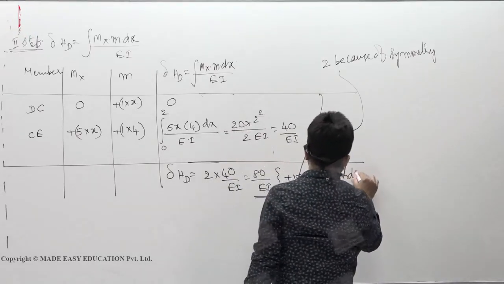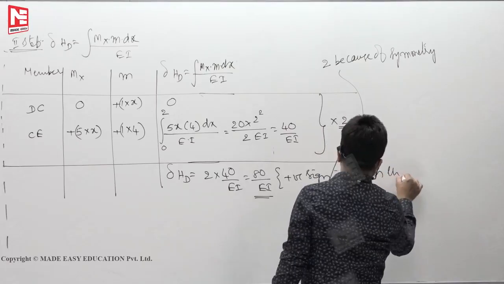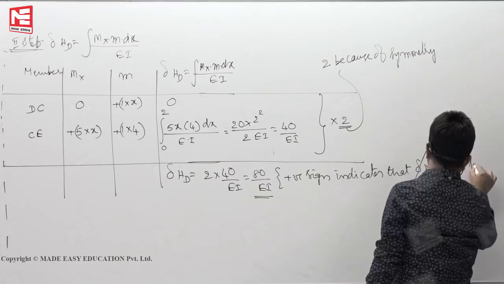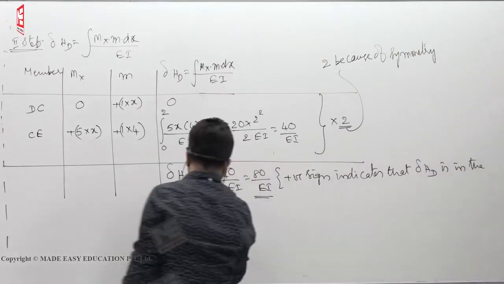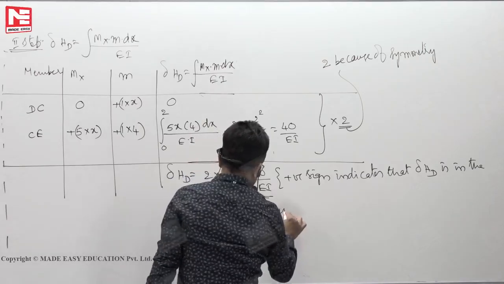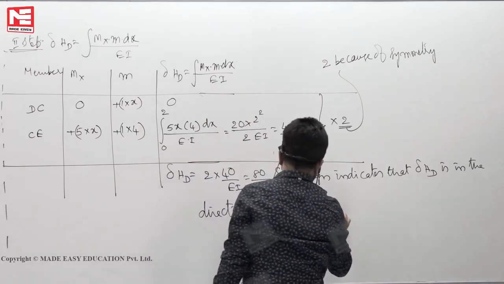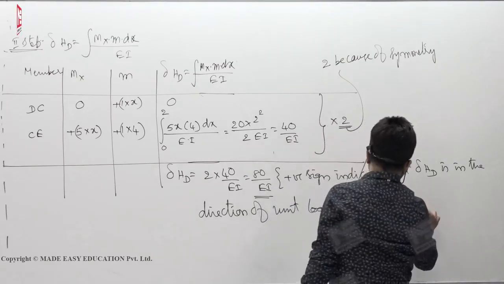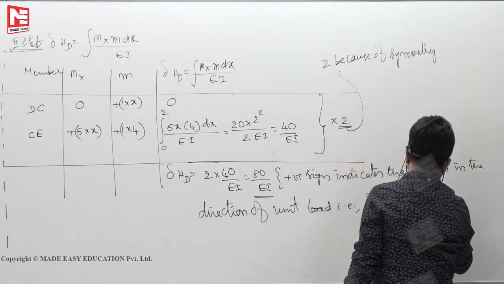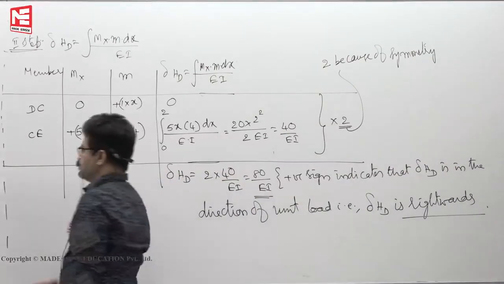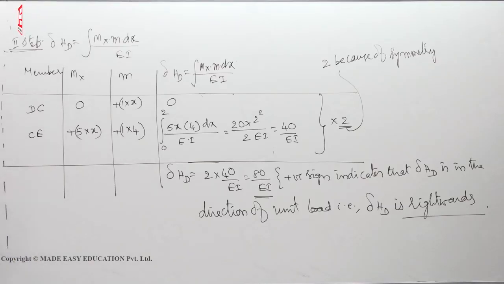The positive sign indicates that delta HD is in the direction of the unit load. That is, delta HD is rightwards. So in 2 minutes' time, we should quickly draw these two diagrams and this one.